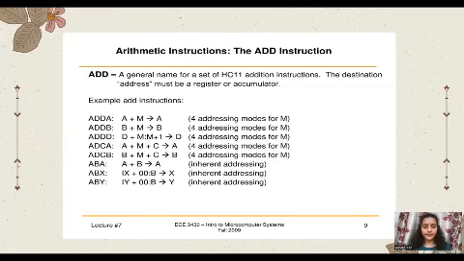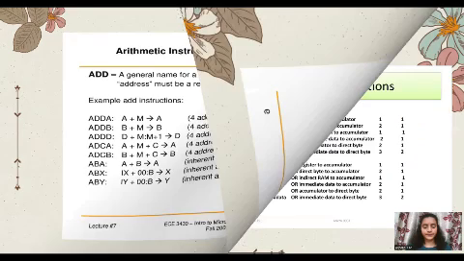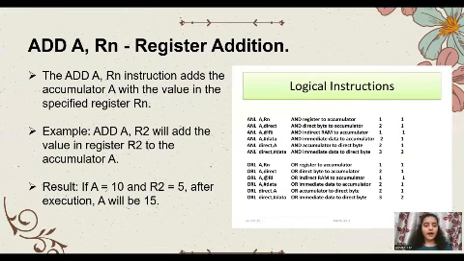As we can see here, there are addressing modes for RAM and immediate addressing. There are also indirect addressing as well as direct addressing for the addition instructions. ADD A, Rn is a register addition. It adds the accumulator A with the value specified by the register Rn. For example, ADD A, R2 will add the value in the register R2 to the accumulator A.